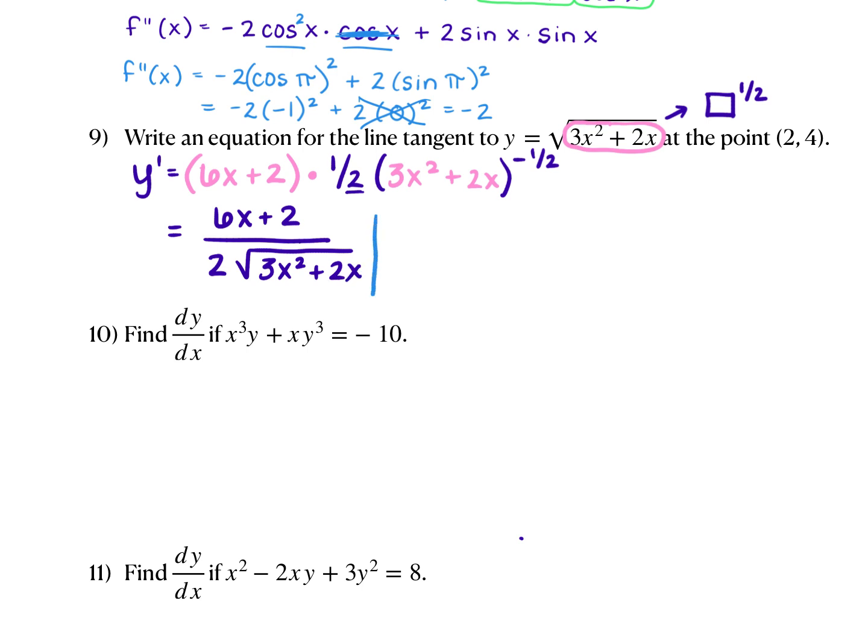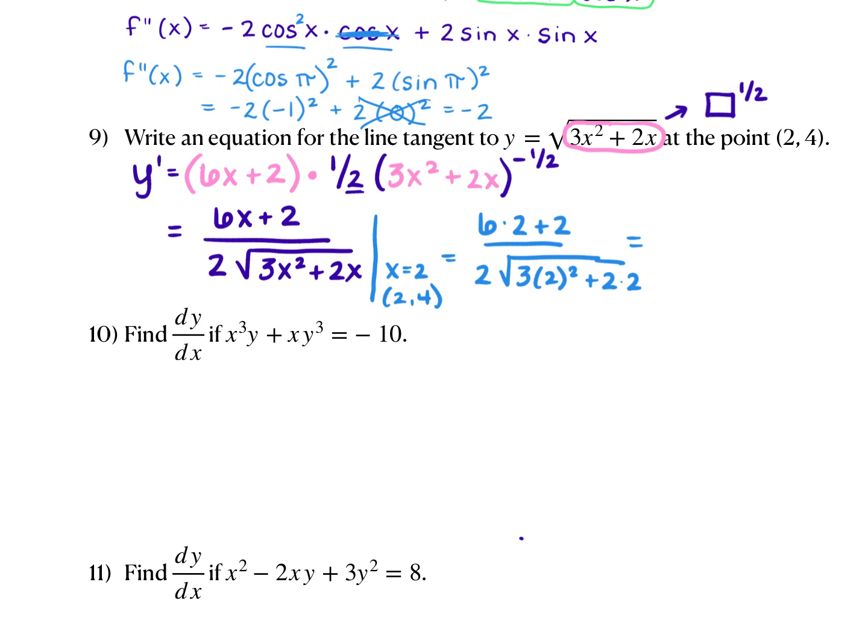And I'm going to evaluate that at the point 2 comma 4. But I also want you to realize that this derivative only has x's in it. So it's kind of the same thing as just evaluating at x equals 2. Either one of those would be correct notation here. So I'm going to go 6 times 2 plus 2 over 2 times the square root of 3 times 2 squared plus 2 times 2. Oh, let's see how nicely this cleans up.